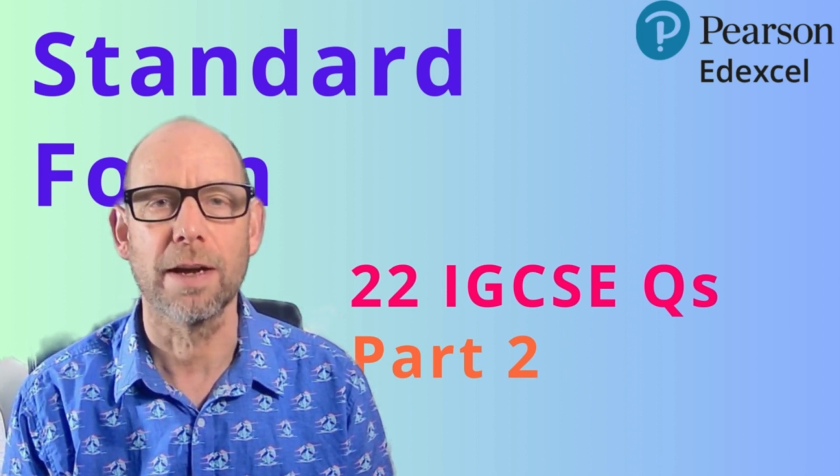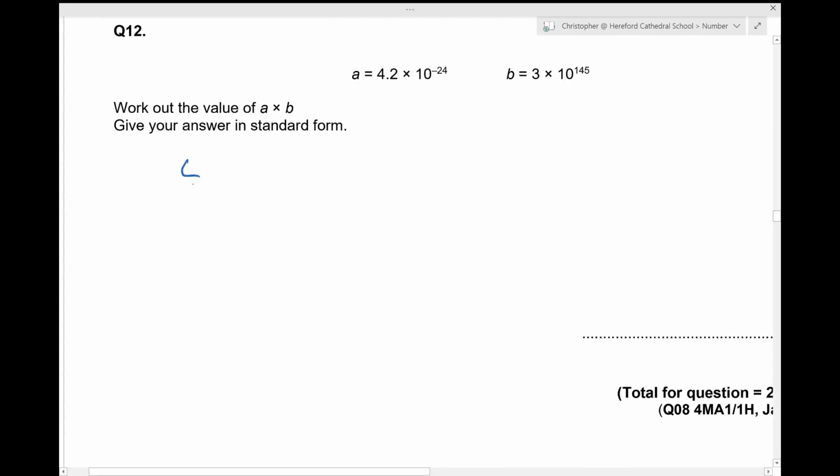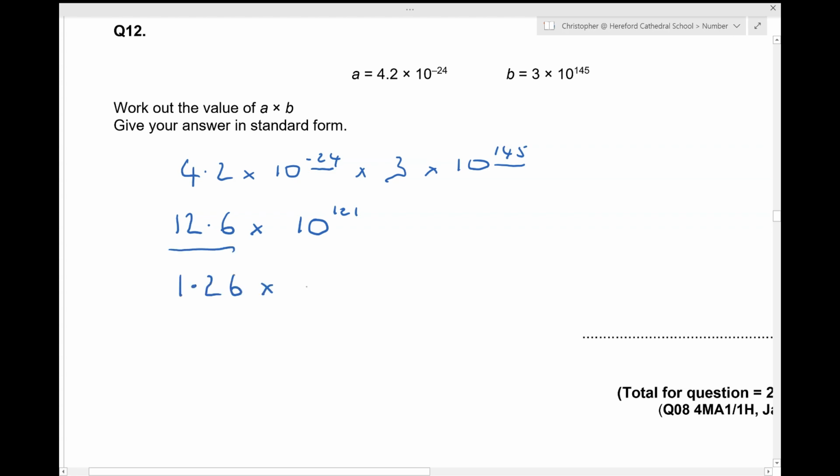Okay, let's crack on. Question 12, well, the easiest way to do this is simply going to be to do A multiplied by B, which gives me 3 times 4.2, which is 12.6, multiplied by 10 to the power of minus 24 times 10 to the power of 145. Add those powers together, gives you 10 to the power of 121. But look out, this isn't in standard form yet. I need to take a power of 10 from there, so I'll need to add it on to there.